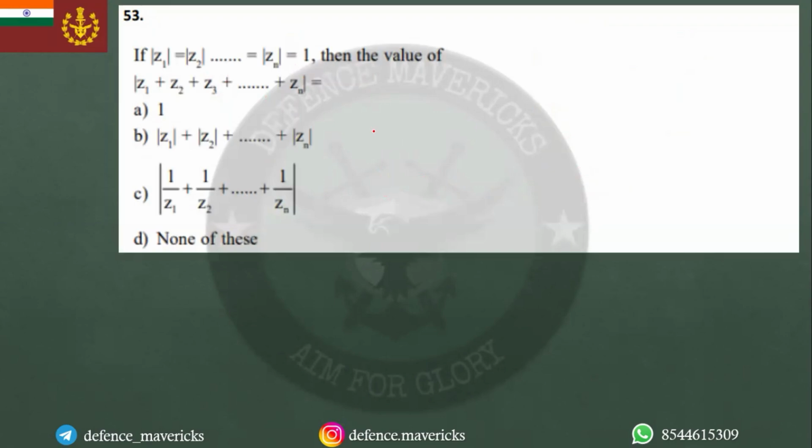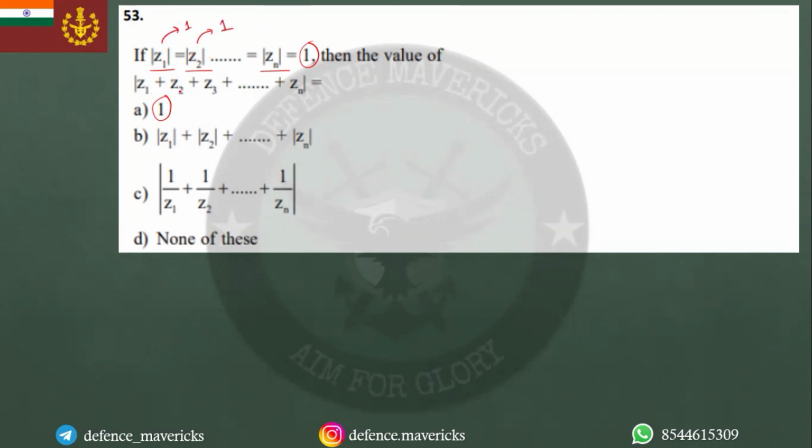Okay. Now see again this question. So it says that mod Z1 equal to mod Z2 so on till mod Zn equal to 1. So what is the value of Z1 plus Z2 plus Z3? So again you can do this through elimination. Okay. Now see, can it be 1? Of course not.